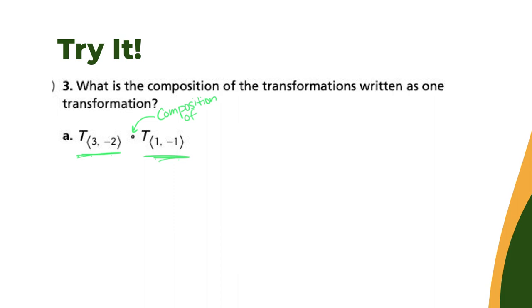All right, so your answer would be, if I'm going to move 3 to the right and then another 1 to the right, my new transformation will be 4 to the right. And then if I'm moving down 2 and down another 1, I will have moved down 3 altogether. So that would be my transformation written as one translation.